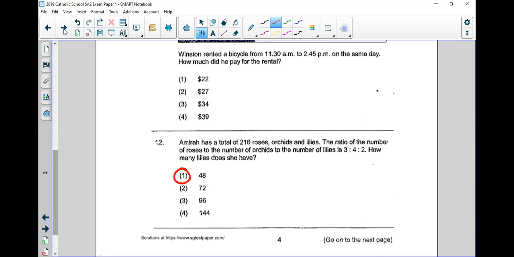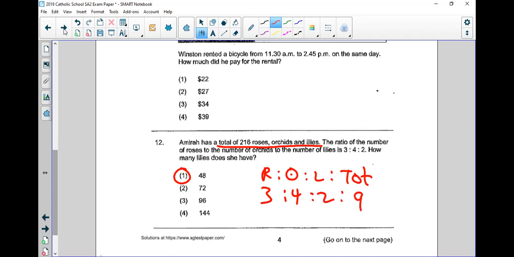Okay, and how to do that? Okay, ratio means ratio method. So Amira has a total of 216 roses, orchids, and lilies. The ratio of the roses to the orchids to the lilies. So you write out, label your ratio. Those of you who have written ratio, but you never label, no good, because you need to label so that you know how many units is each type of flowers. And ratio must have a total. Right? Why do I label? So that I know that the roses is 3. If you never label, how you know what is 3? Then 4 units is the orchids, and then the lilies is what? 2 units, and the total is 9 units.